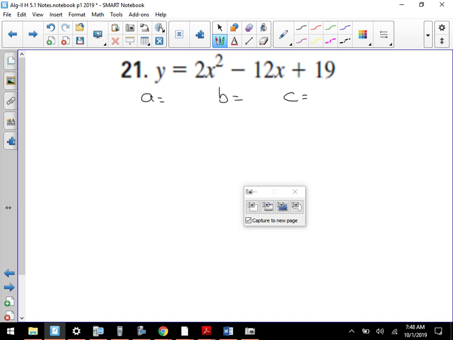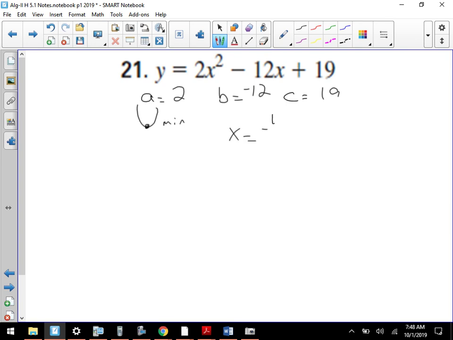What's a? b? c? You said it's positive, so it's up like a cup. So we have a vertex that'll be a minimum. To find the x value, or the axis of symmetry, it's always x equals, because it's a vertical line, opposite of b over 2a.